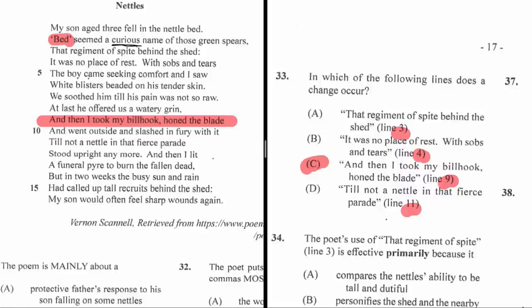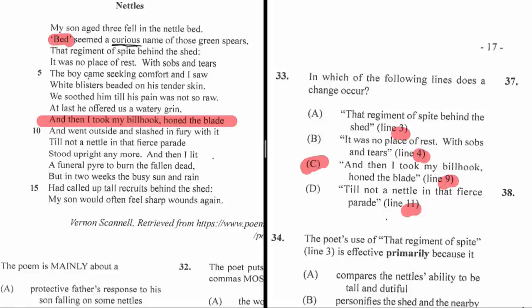And basically try to justify any changes seen. "My son, aged 3, fell in the nettle bed. Bed seemed a curious name of those green spears, that regiment of spite behind the shed." So the regiment of spite here, we are not seeing a change. Why is there no change?